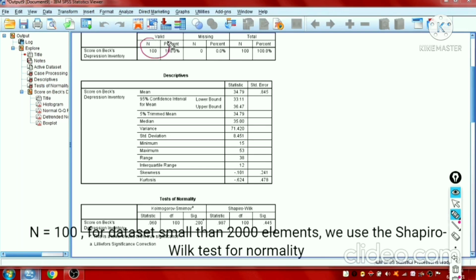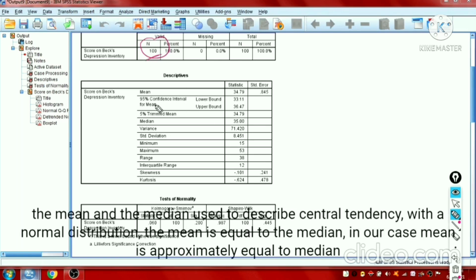Here n equals 100, so we can use the Shapiro-Wilk test for testing normality. The mean and the median are used to describe central tendency. With a normal distribution, the mean is equal to the median. In our case, the mean is approximately equal to the median.